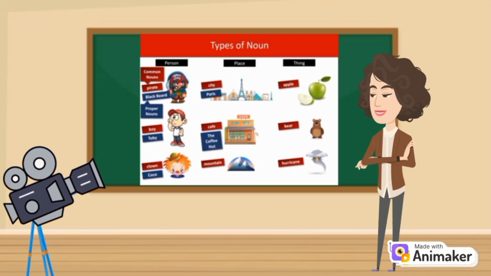That city is Paris. This cafe might be called the Coffee Hut. This mountain is Mount Everest. This is a Granny Smith apple. The bear is called Barney. And hurricanes tend to be given names. This one is Hurricane Erin, the name of a hurricane that recently struck the coast of Ireland.